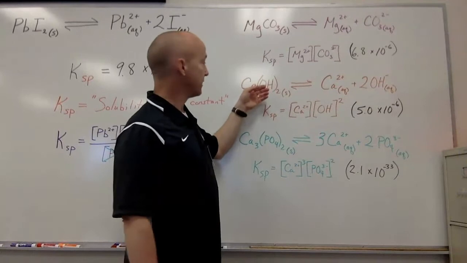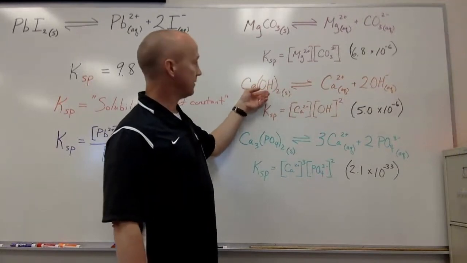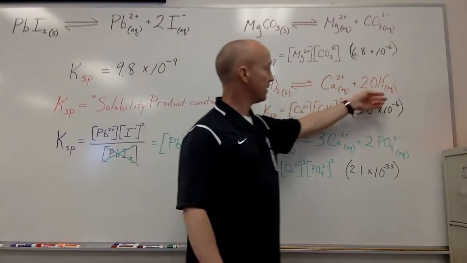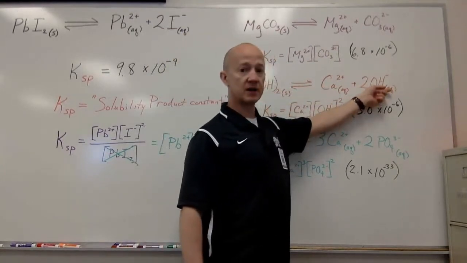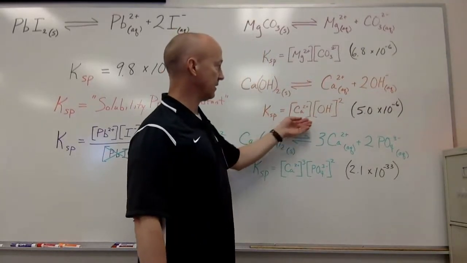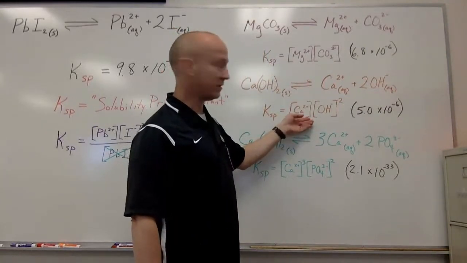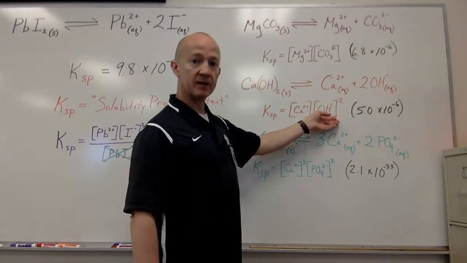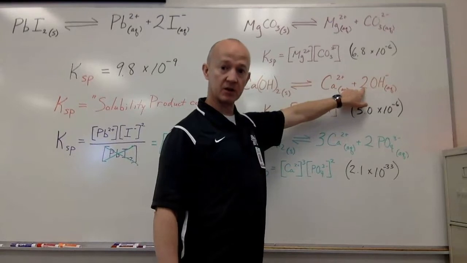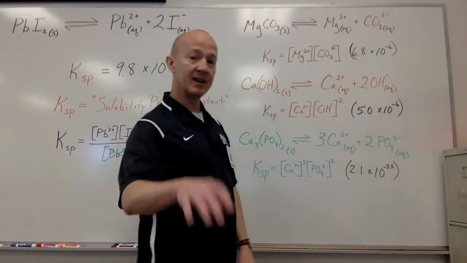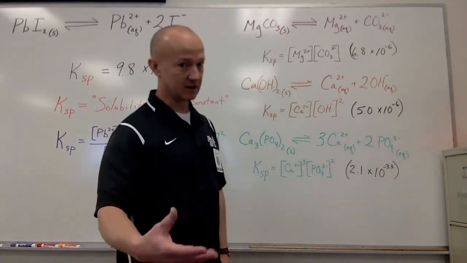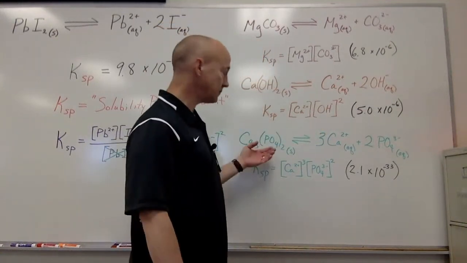What about this one? Calcium hydroxide solid that dissociates to give us calcium ion with a +2 charge and 2 hydroxide ions with a -1 charge each. So the Ksp here would be the calcium concentration multiplied by the hydroxide concentration to the second power. Again, because our coefficient is 2 here. It has a value of 5.0 times 10 to the -6. Again, very reactant heavy.